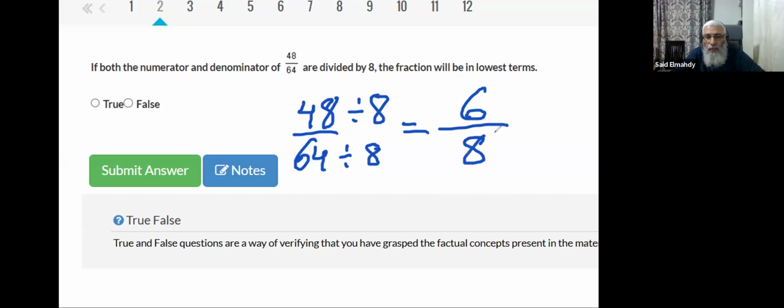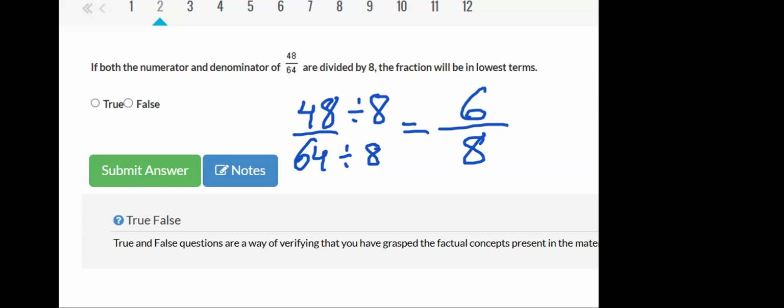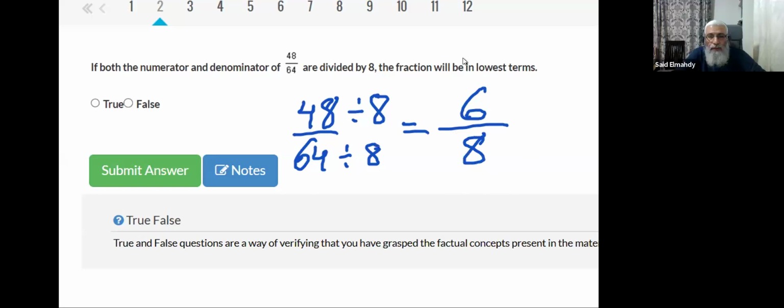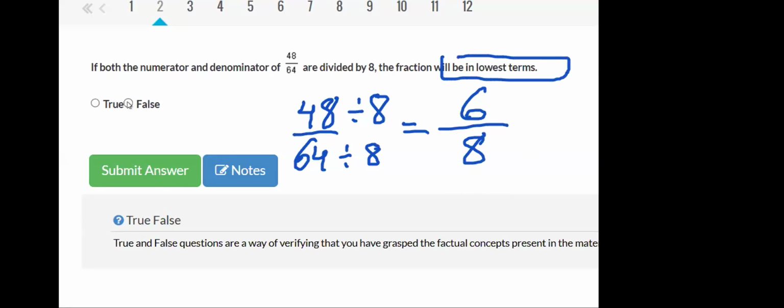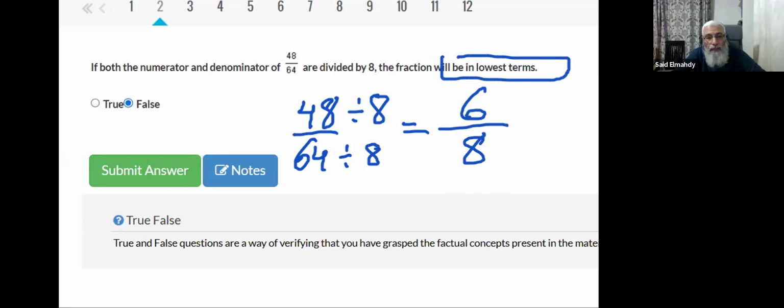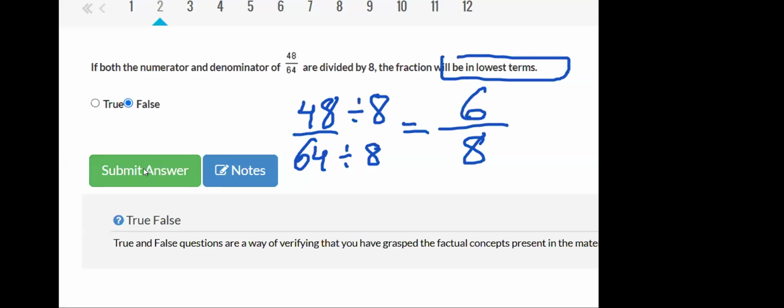So is this lowest terms, or can we simplify more than this? More. So is it true or false? False, because we can divide again by 2.